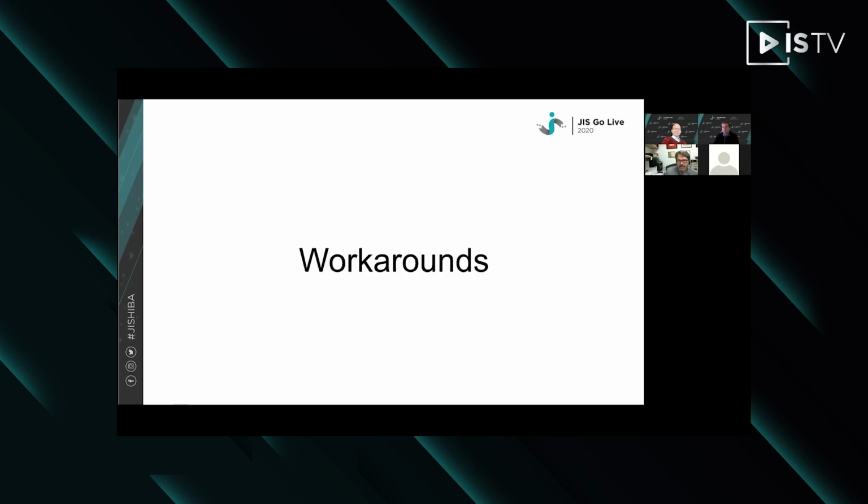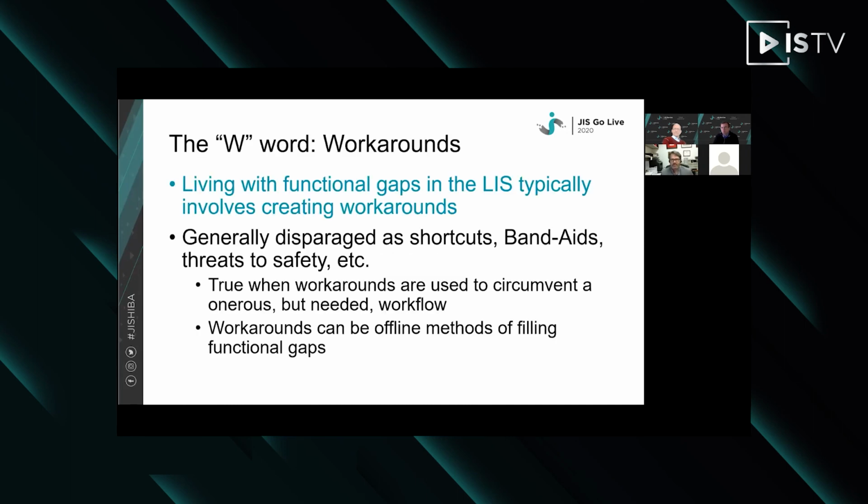I wanted to talk lastly about a fourth option, which is the workaround. I refer to this as the W word. Workarounds essentially are just living with your functional gaps in the LIS. I mentioned earlier, is this really a functional gap, and does it rise to the level of needing to be filled? It's true that something can be a functional gap, but not necessarily demand that it needs to be fixed. And so that's why we create workarounds.